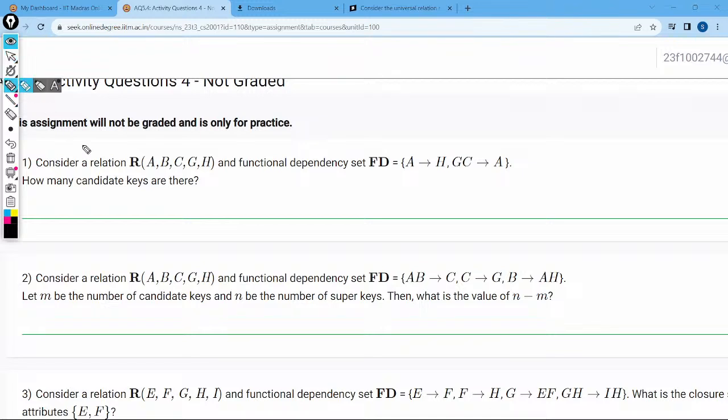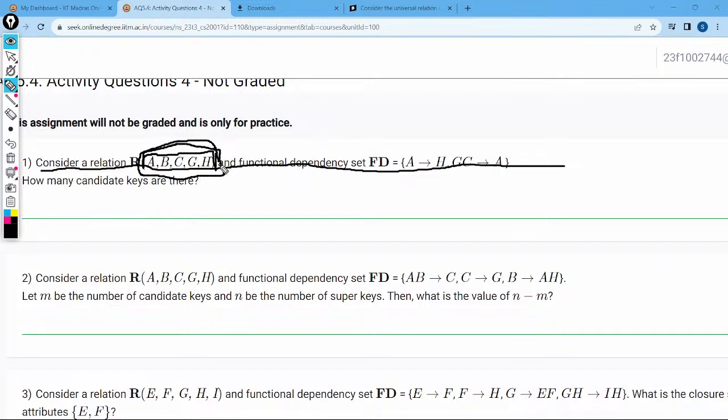Let's start. Consider a relation R with the following attributes and the following functional dependencies. How many candidate keys are there? Okay, similar question. Let's find the exhaustive set. So we need to cover all the attributes. We need to find the keys such that the closure set of the key provides all the attributes, right?